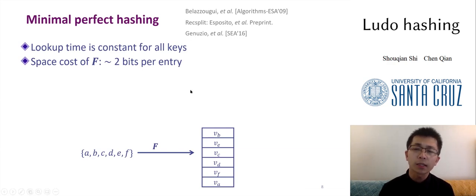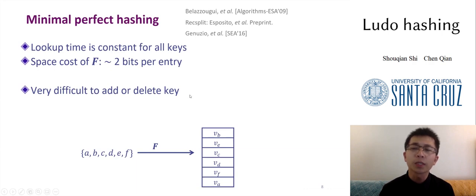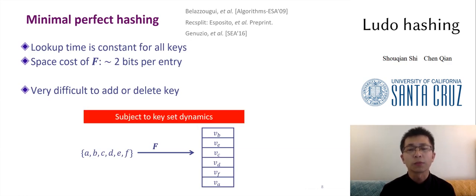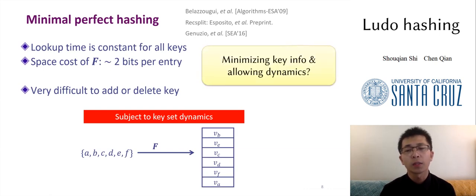The ideal minimal perfect hash function has constant lookup time and very low memory cost to represent the function itself. However, if the key set updates, the function should be recalculated, which means minimal perfect hashing is rather static and it suffers from key set dynamics. So we further ask how to store or minimize the key information while allowing dynamics.